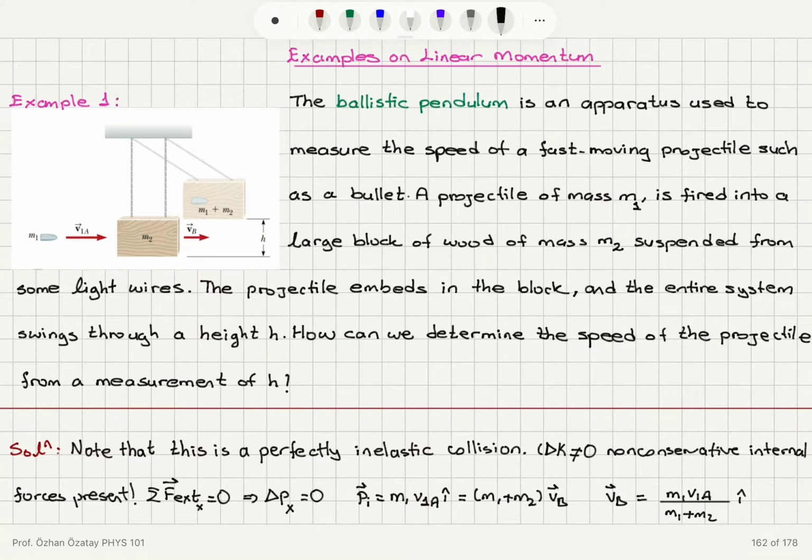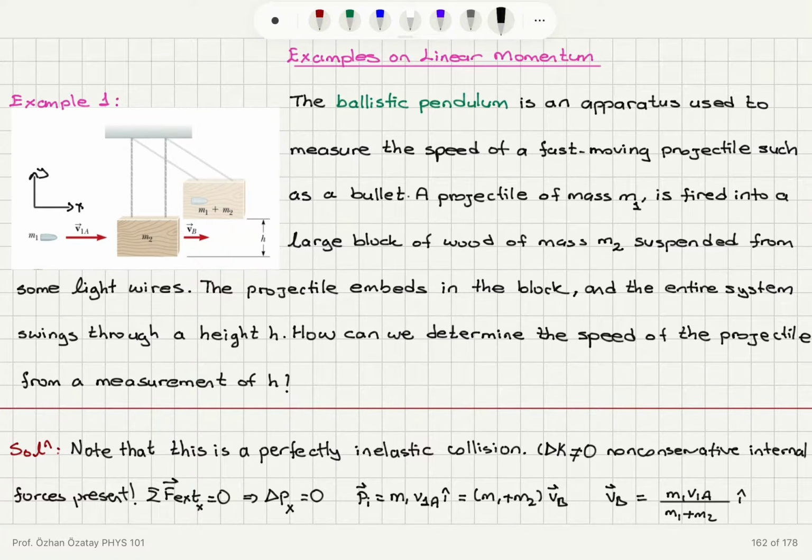Okay, so this is a result of the fact that for the system of m1 plus m2, we don't have any net external force acting on the x-axis. Well, there's the tension on these wires, but that's on the y-axis. So let me clarify that this is my x-axis, this is my y-axis. All right.